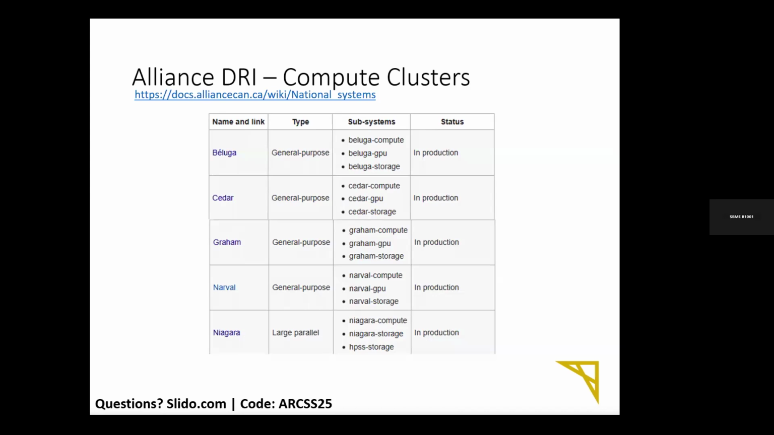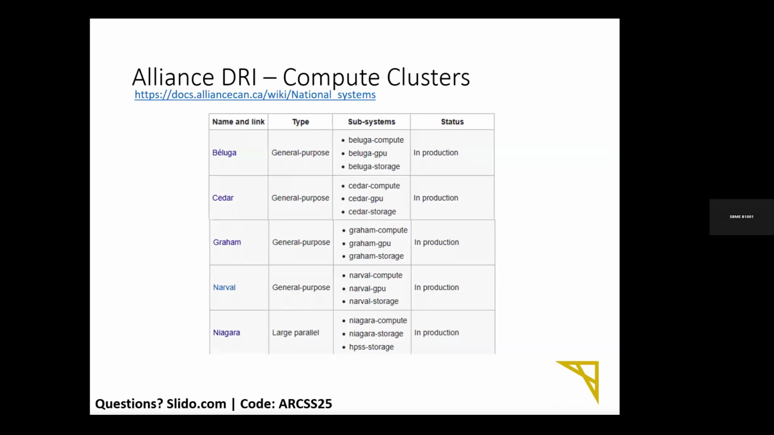So general purpose systems means they try to accommodate as wide a variety of use cases as possible that you can run on these systems. So they're not restricting you to certain types of workflows. All right, and the main ones right now are Beluga, Cedar, Graham, and Narval. These are the 4 current HPC systems that are available.